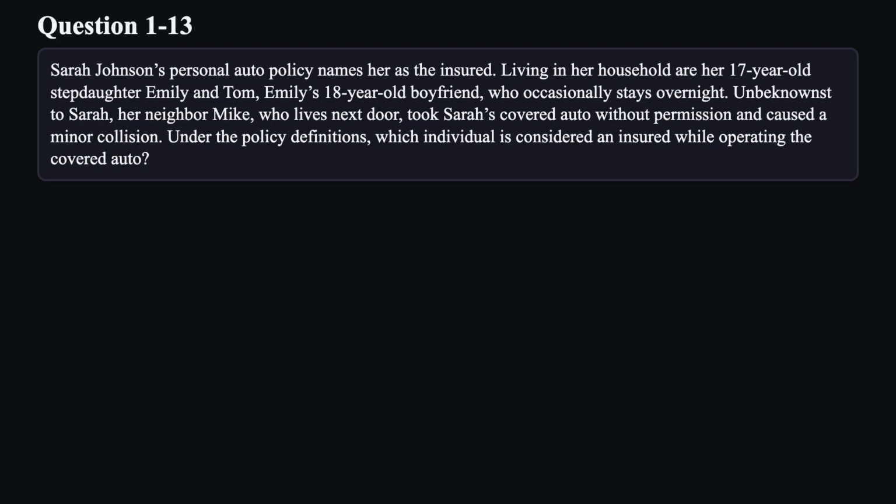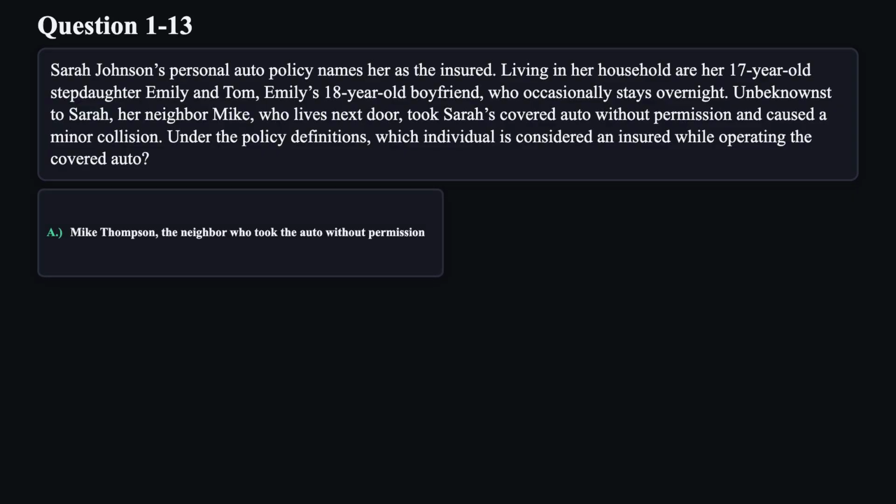Question 13. Sarah Johnson's personal auto policy names her as the insured. Living in her household are her 17-year-old stepdaughter, Emily, and Tom, Emily's 18-year-old boyfriend, who occasionally stays overnight. Unbeknownst to Sarah, her neighbor Mike, who lives next door, took Sarah's covered auto without permission and caused a minor collision. Under the policy definitions, which individual is considered an insured while operating the covered auto?